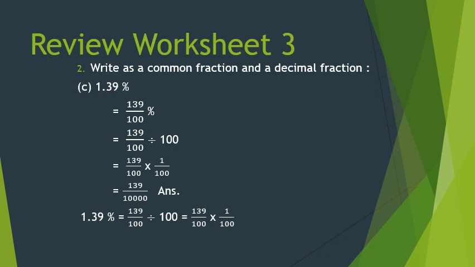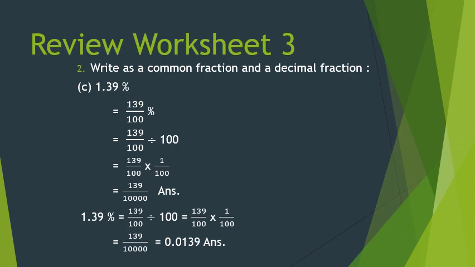As we know that 1.39 is equal to 139 upon 100, and since it is written as percent, so we have to divide it by 100. So 139 upon 100 multiplied by the reciprocal of 100, which is 1 upon 100, is equal to 139 upon 10,000. And now 139 upon 10,000, when written as a decimal fraction, will be equal to 0.0139.